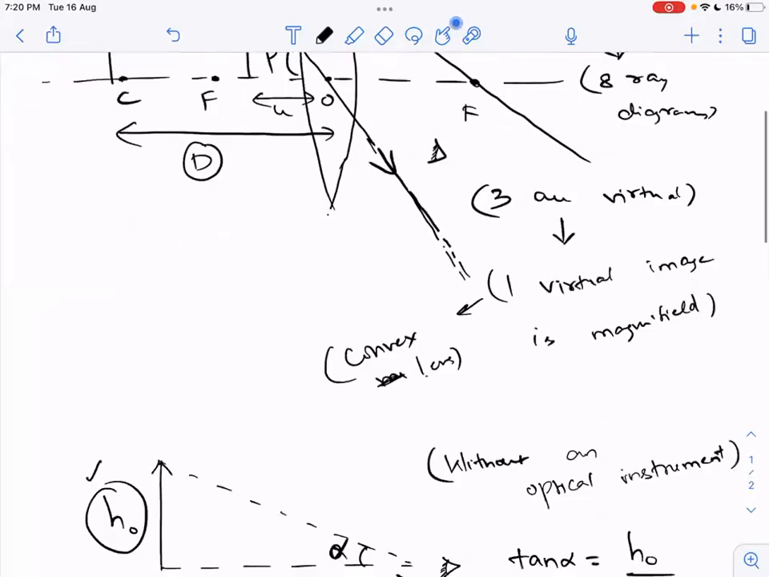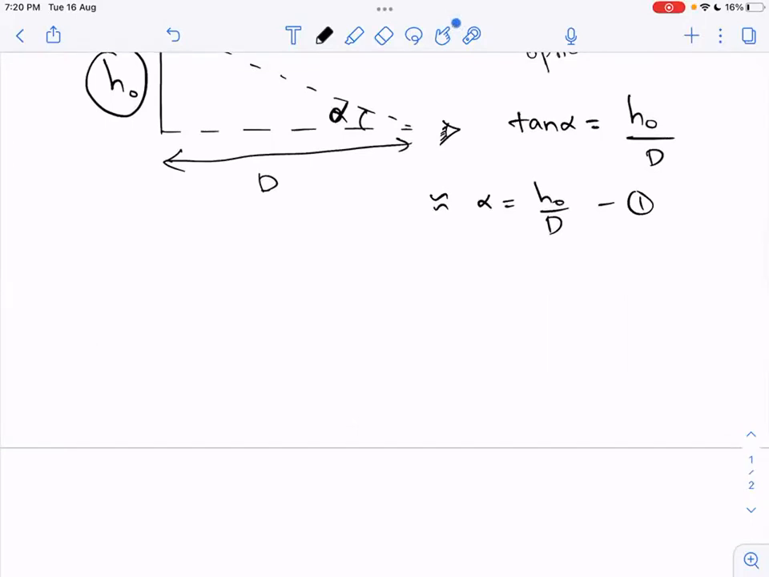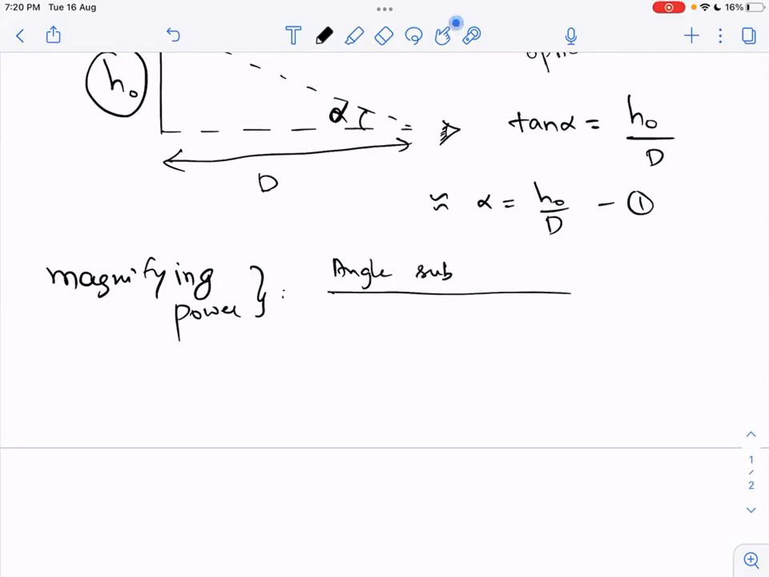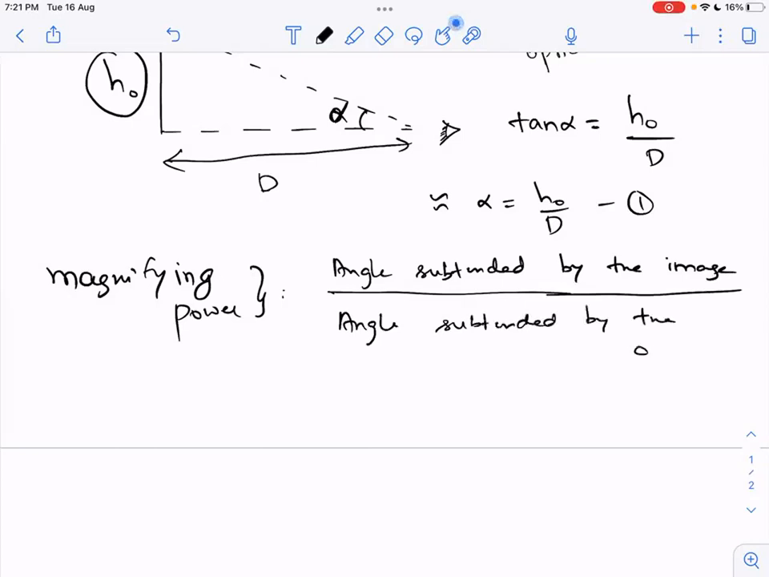When this is the scenario, now observe, there is a concept called the magnifying power of an optical instrument. So it is defined like this. It is defined as the ratio of the angle subtended by the image to the angle subtended by the object.